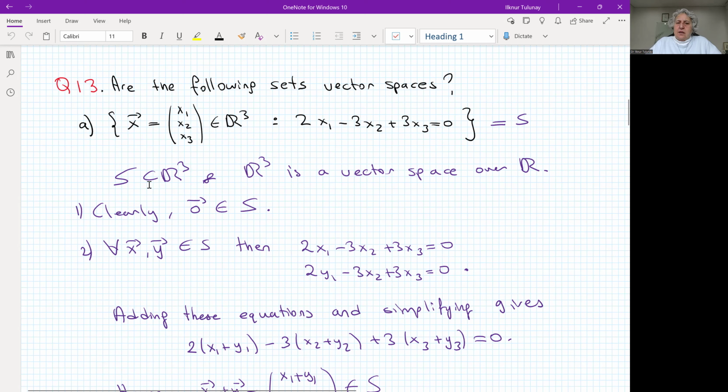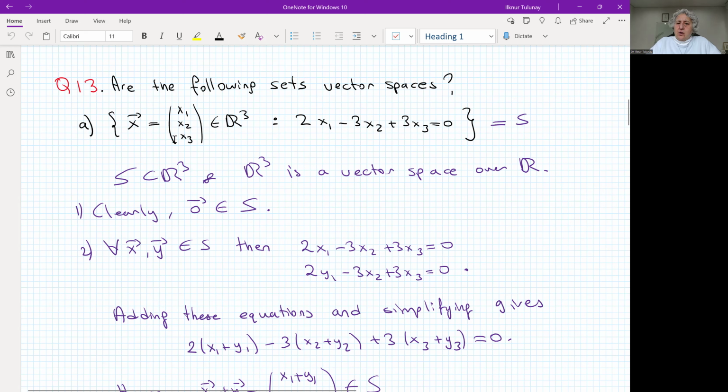So S is a subset of R3. This is the only thing that we know. And R3 is a vector space over the real numbers. So this is a 3-dimensional Euclidean space that we always work with. This is a well-known fact. This is a vector space. So in order to prove that S is a vector space, we only need to prove that S is a subspace of R3. That's what we need to do.